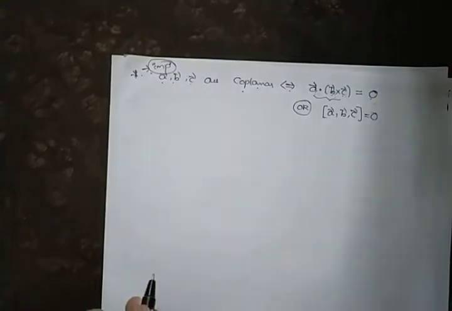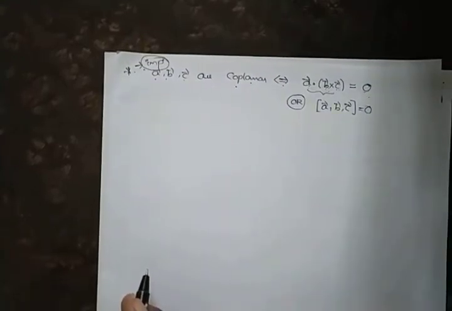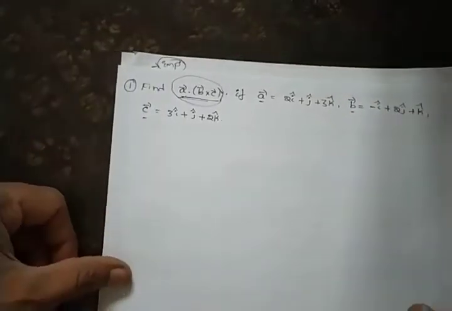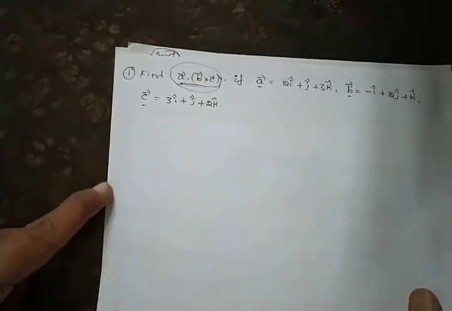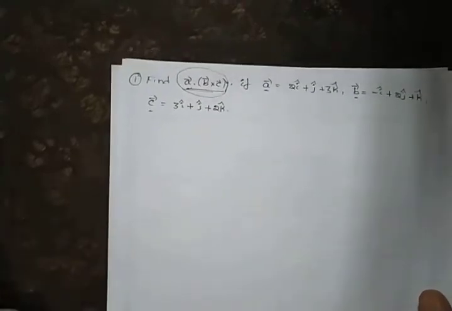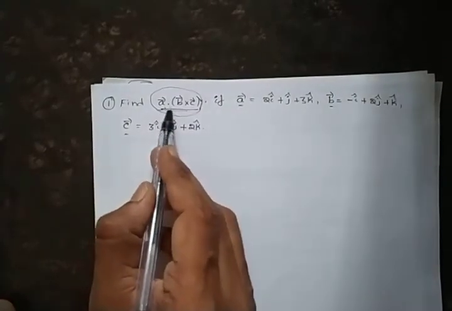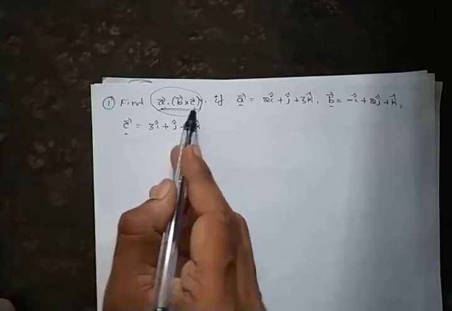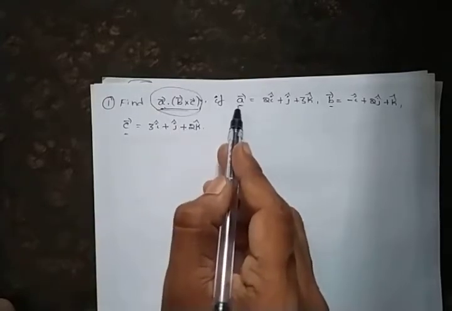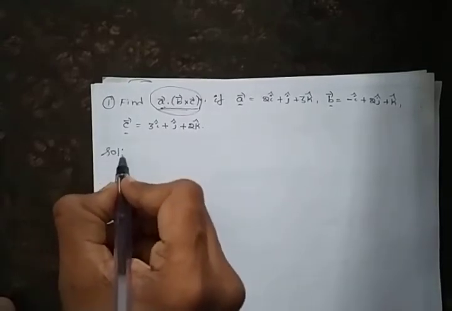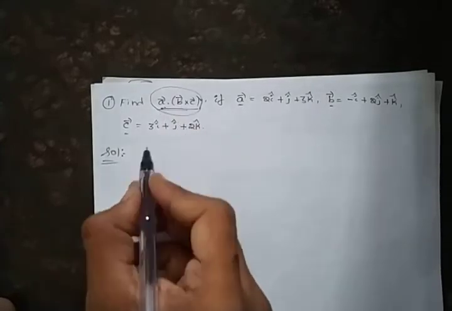So these are the points belonging to scalar triple product. Next, let us solve one problem based on the scalar triple product. Here we have the problem. Kindly observe, find A dot B cross C. We have to find the value of A dot B cross C if the vectors A, B and C are given. Solution: here we have to find A dot B cross C.